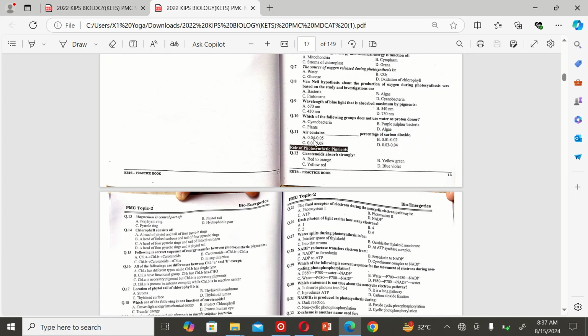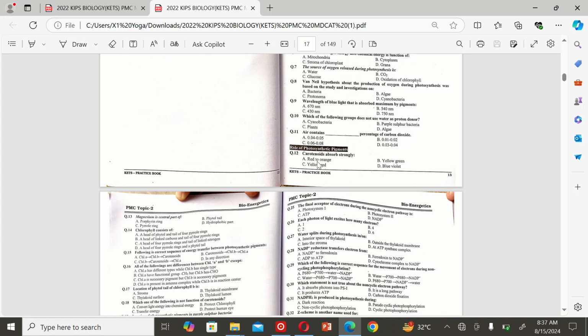The next MCQ is: air contains this percentage of carbon dioxide. A. 0.04 to 0.05, B. 0.01 to 0.02, C. 0.06 to 0.08, and D. 0.03 to 0.04. So the correct option is D, 0.03 to 0.04.